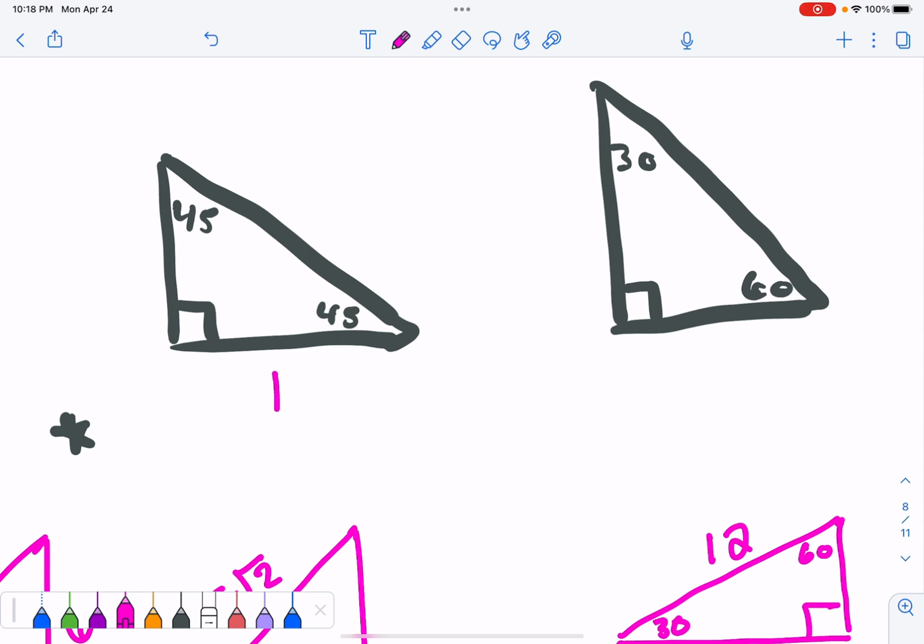45, 45, 90 is like a box, where you have two sides that are 1, and then this is the square root of 2. Those work with the Pythagorean theorem.